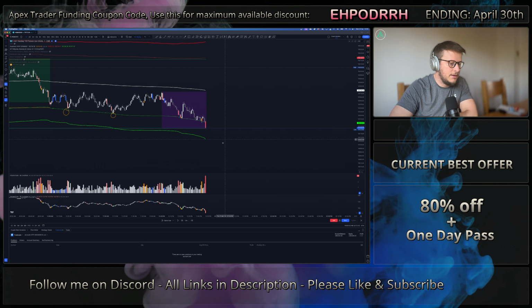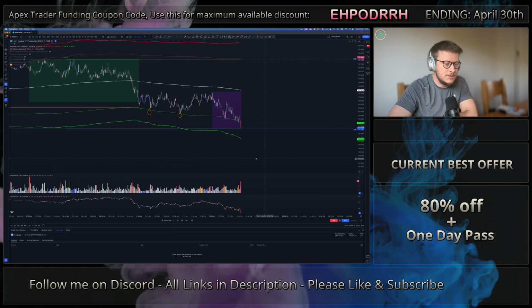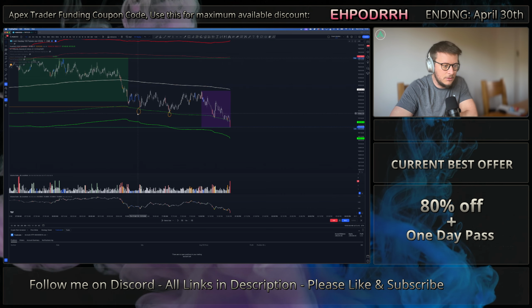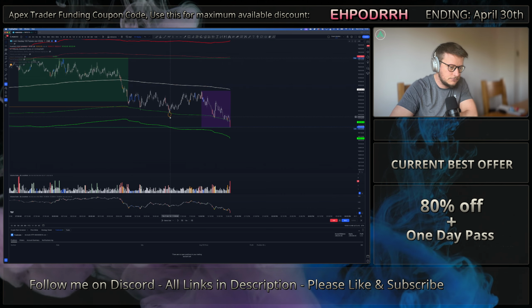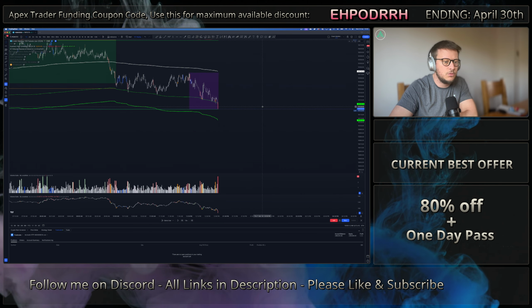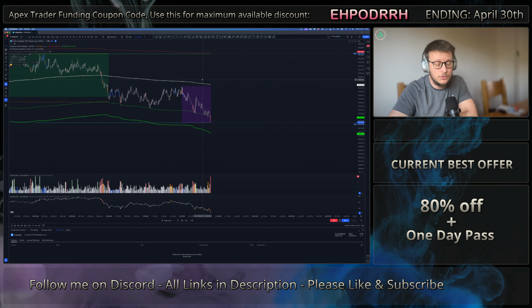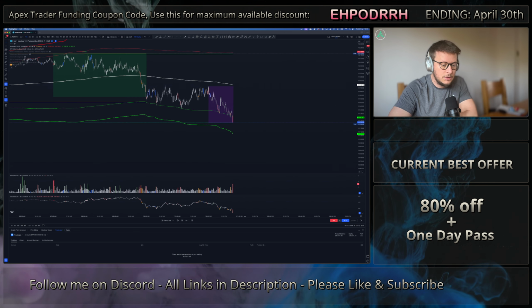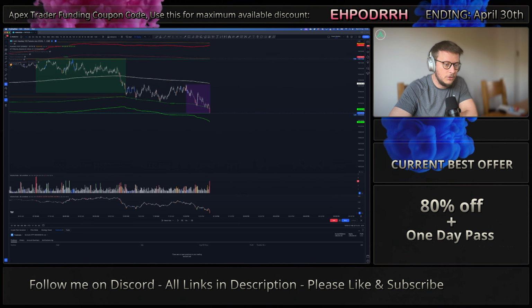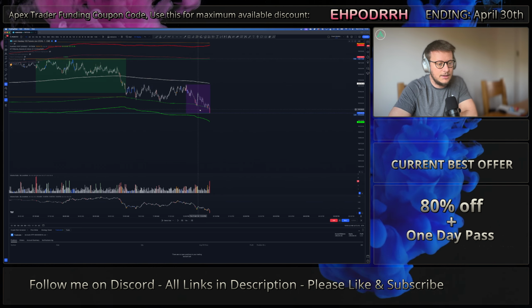But now we have a new subset of data, right? So we're not really interested in the Asian low anymore because it's already been taken. What we're interested in now is what happens with London. We now have the kill zone, just before New York opens, that first hour. So we know New York's not far from opening up, and we're starting to create some new dynamics.